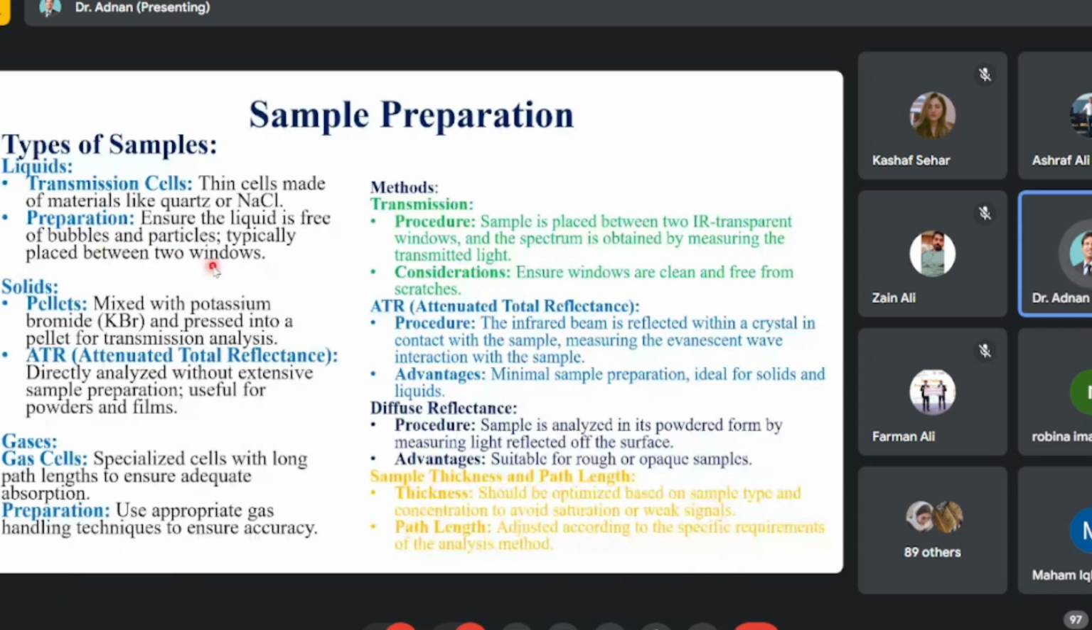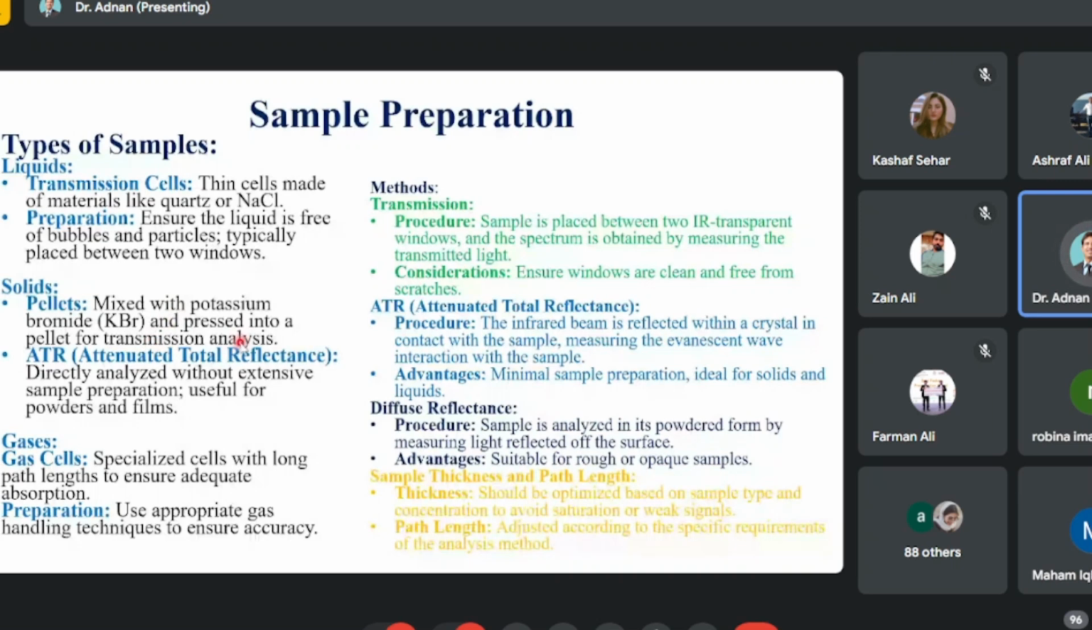So just like the UV-visible spectrometer, you have to remember to make the sample free from bubbles and other suspended particles. It should be clear and transparent. If the sample is solid, then you can use pellets. You have to mix that with potassium bromide and press it into a pellet for transmission analysis.